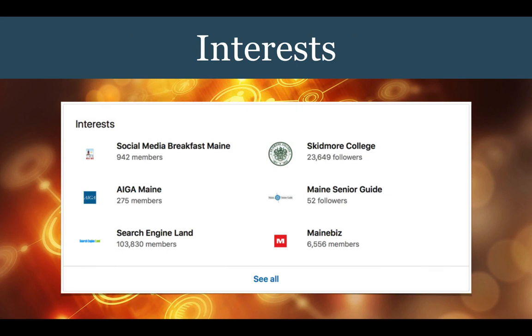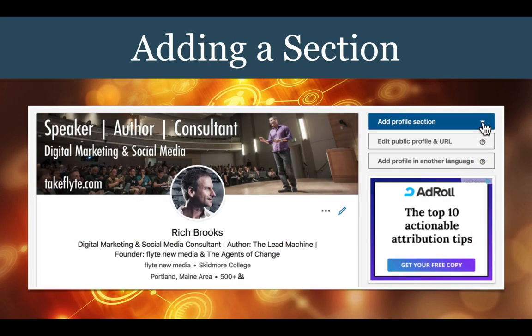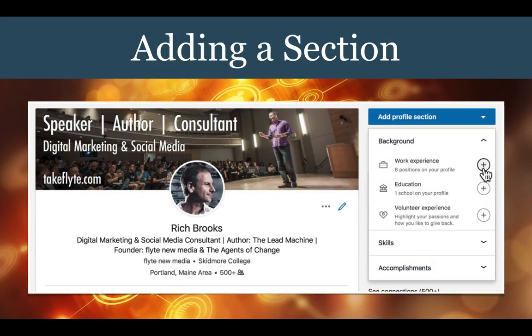Then down below, you'll see interests, which basically LinkedIn fills in for you. Now, going back to the top of the page, if you didn't see one of these sections in your own LinkedIn profile, or if you just want to add something, at the top right corner, you'll see Add Profile Section. You click on that and you get this little window. Basically, you can add more work experiences if you haven't added all your previous jobs. You can add education, and you can add volunteer experience.